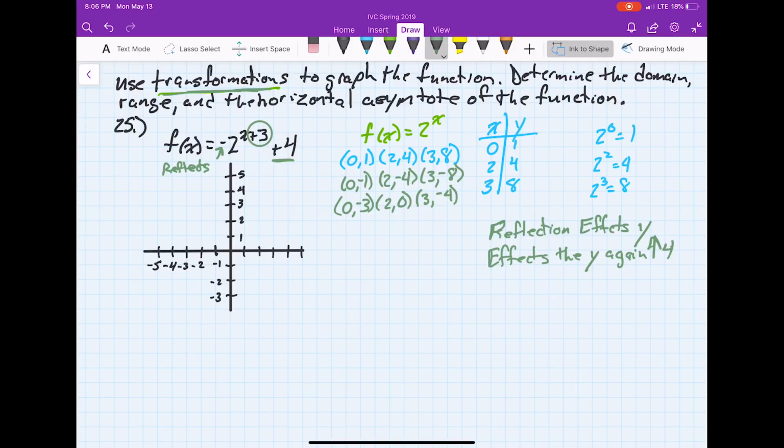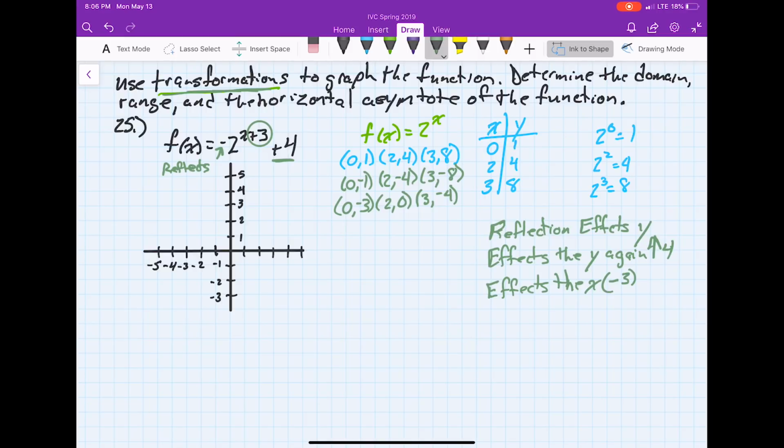Now the last step is this little translation horizontally, and it's +3, so that's going to affect the x by -3. We're going to subtract 3 because it was a plus in the formula, but we change it to a minus.